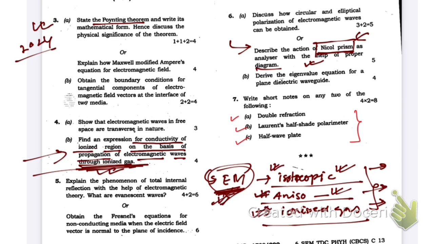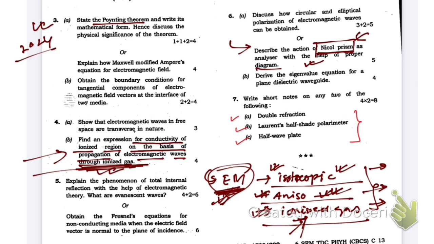So the possibility of isotropic and anisotropic is very high, because ionized gas was already asked last year. I'm not saying that those questions which were already asked in 2024 will not be asked in 2025. In graduation level, you're going to get at least one or two questions from the 2024 paper. Minimum one or two questions. Don't think that what was asked in 2024 will not be asked this year in 2025.